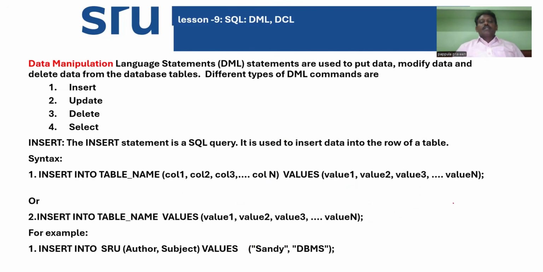Now data manipulation language command. The second command is the data manipulation language command. What is data manipulation? Already we have data. Now this data is manipulated. First we create the schema, but there is no data. When we create the table, the physical structure is created but no data. So the data manipulation language commands are used to put data, modify data, and delete data from the database tables. These are the three different types.